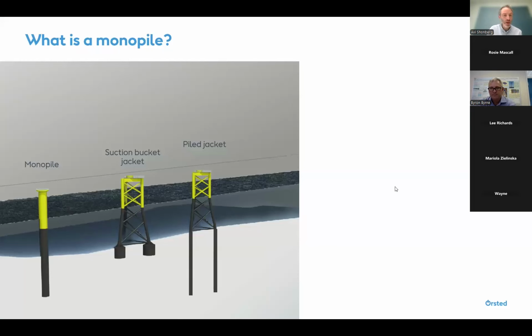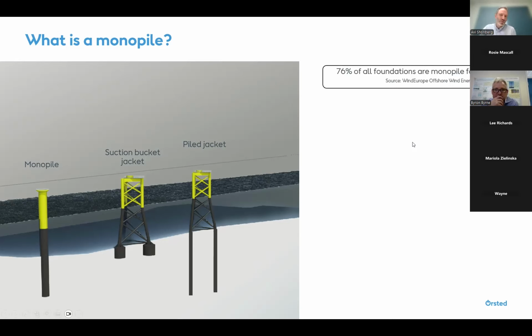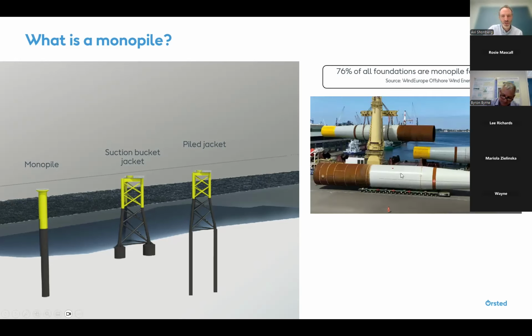Monopiles aren't the only option available for supporting wind turbines for offshore wind farms. On the left here, we see a monopile, but we also have some other options. Here are just three of the common ones. We also have the suction bucket jacket and the pile jacket, but 76% of all foundations are actually monopile foundations. So we see that it was a trend and still is a trend that monopiles are the preferred foundation solution for many of the wind farms we see being constructed around the world.